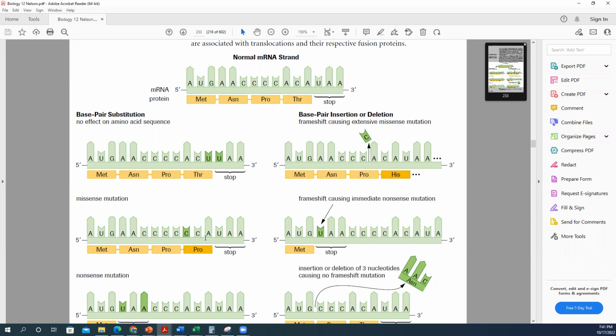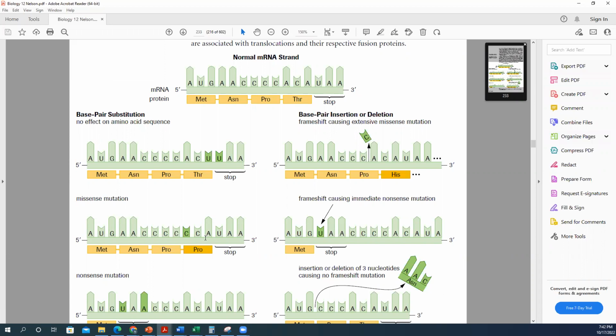For example, the case of sickle cell anemia that we discussed, where you can have a change from a normally shaped red blood cell to a sickle cell shaped blood cell caused by a change in a single amino acid in that whole hemoglobin protein.